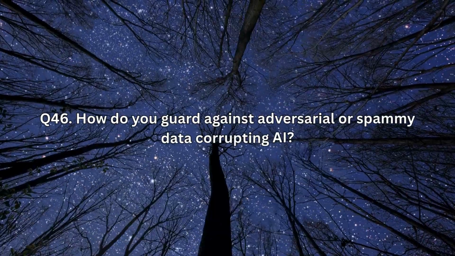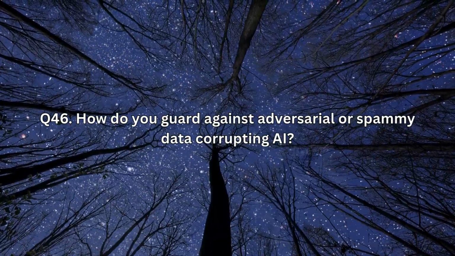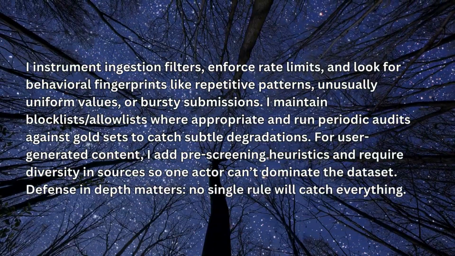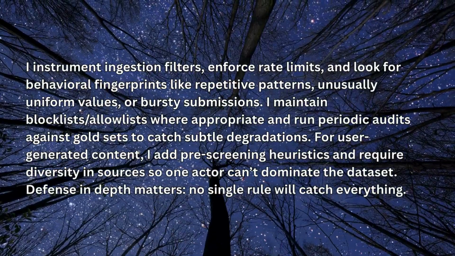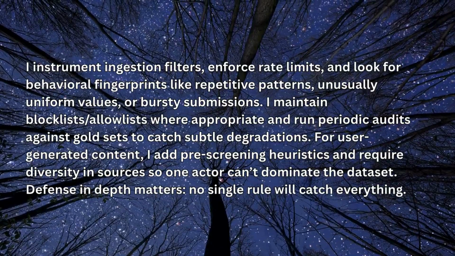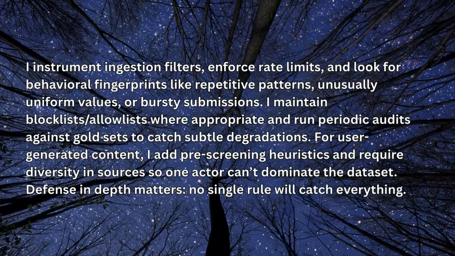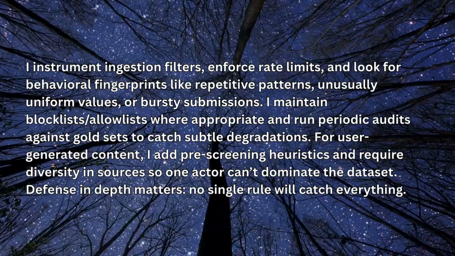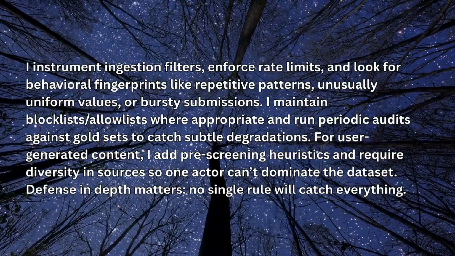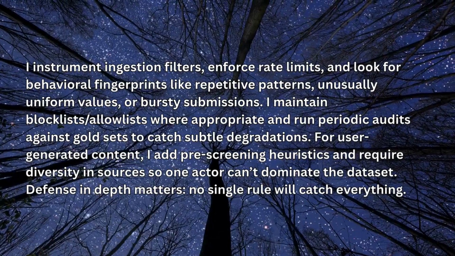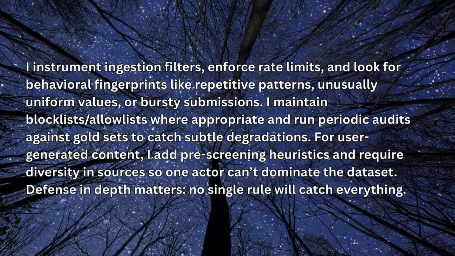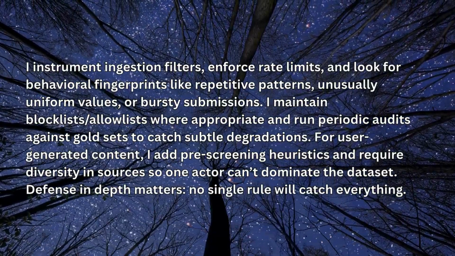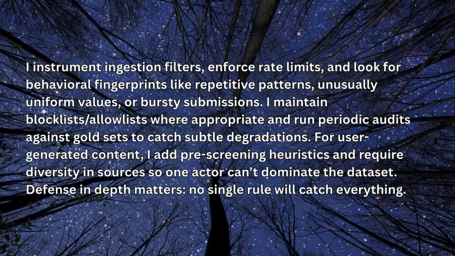How do you guard against adversarial or spammy data corrupting AI? I instrument ingestion filters, enforce rate limits, and look for behavioral fingerprints like repetitive patterns, unusually uniform values, or bursty submissions. I maintain block lists or allow lists where appropriate and run periodic audits against gold sets to catch subtle degradations. For user-generated content, I add pre-screening heuristics, and require diversity in sources so one actor can't dominate the data set. Defense in depth matters. No single rule will catch everything.